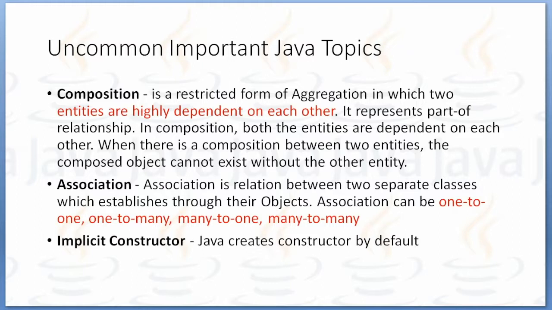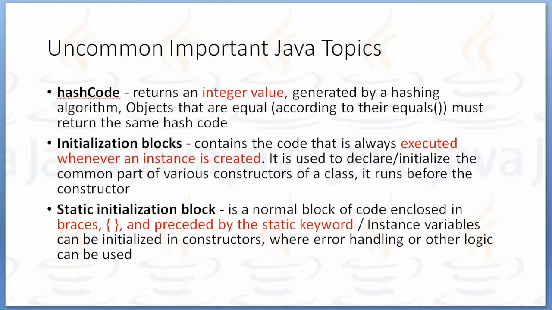Explicit constructor. Java creates a constructor by default. Hash code. It returns an integer value generated by a hashing algorithm. Objects that are equal according to their equals method must return the same hash code. Initialization blocks contain code that is always executed whenever an instance is created. It is used to declare and initialize the common part of various constructors of a class. It runs before the constructor. Static initialization block is a normal block of code enclosed in braces and preceded by the static keyword. Instance variables can be initialized in constructors where error handling or other logic can be used.